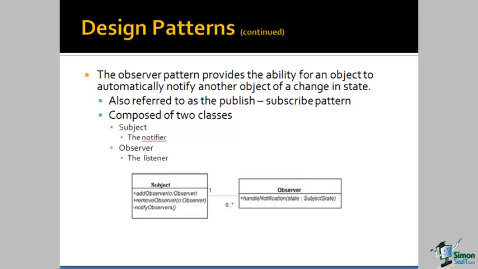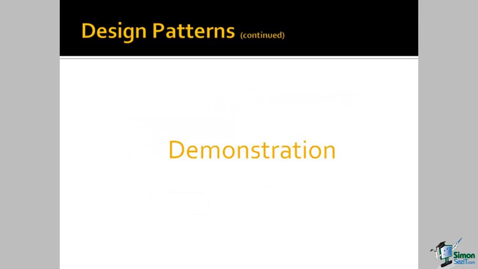The observer class has a single public method, handle notification, which is called by the subject's notify observers method. So when some change of state occurs in the subject, the notify observers method will iterate through some list of observers and call handle notification on each of those registered observer objects. So let's go look at some code.